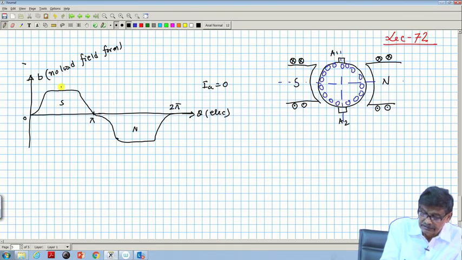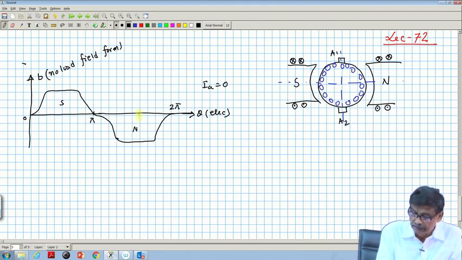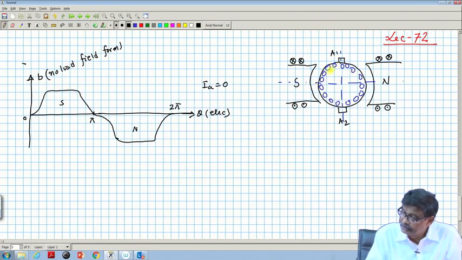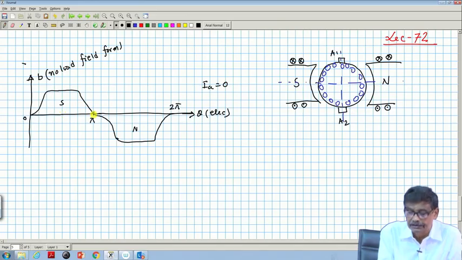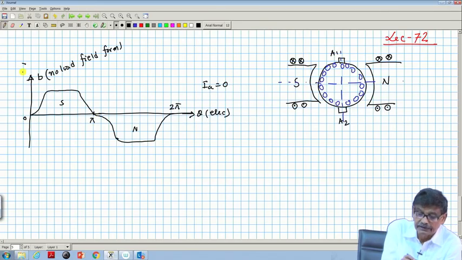Where is the d axis? It is here at the middle. Where is the q axis? It is here. From this to this, it is 90 degrees electrical. So, this is the peak value, I mean center value, and from that to here, this distance is 90 degrees. Okay. And where are the brushes then? Brushes are here. This is the position of the brushes.